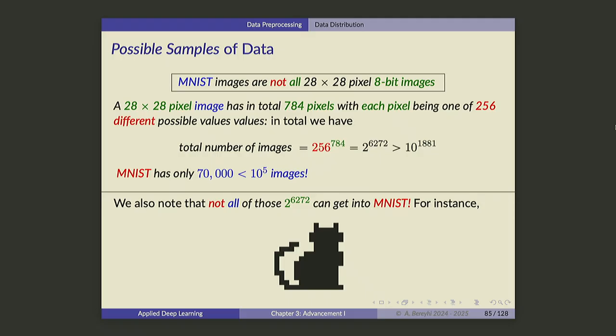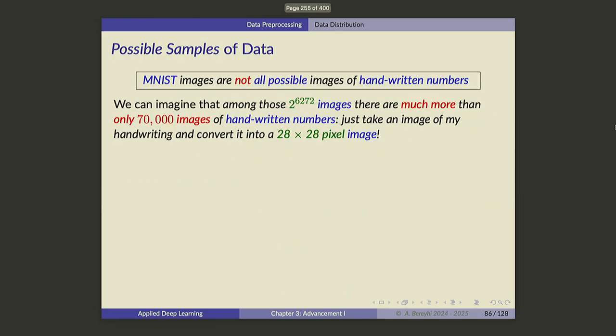I have this huge number of possible images, right? Some of them are inside MNIST, some of them are not there. But definitely, those which are in MNIST are still much larger than 70,000. You can guess, right? Even if you think a very tiny portion of them is inside MNIST, that number is huge, right? Clear? Good. So this is the moral of the story.